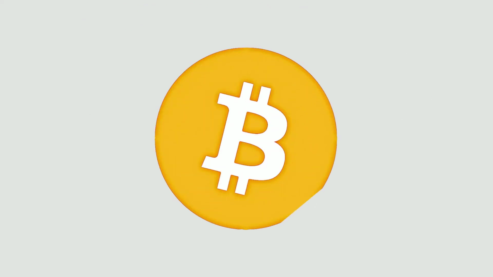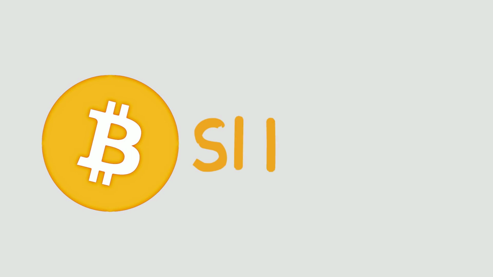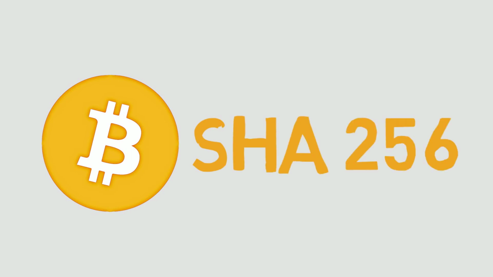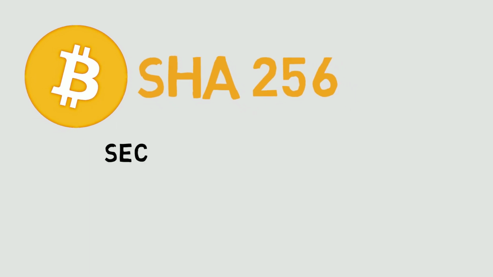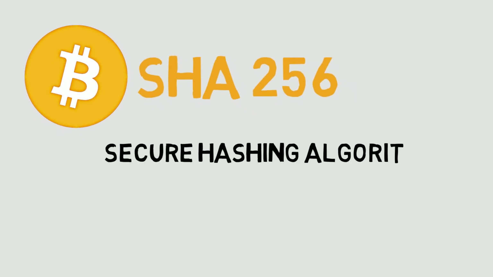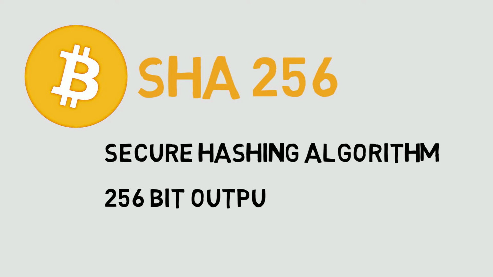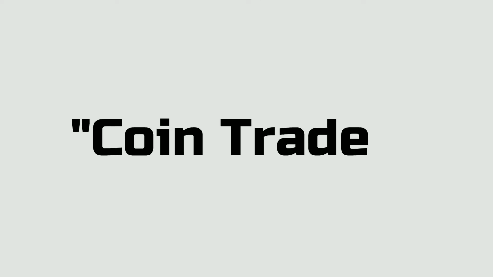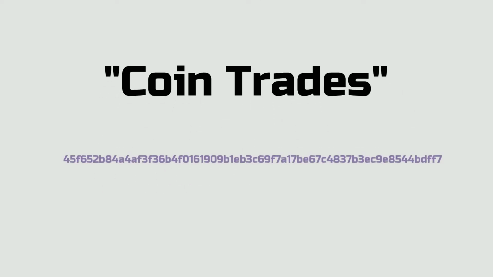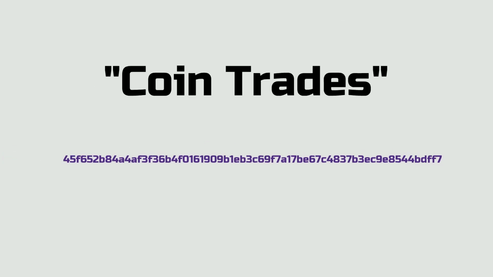The Bitcoin blockchain uses the SHA-256 hashing algorithm, which is what we'll be using for reference in this example. SHA-256 stands for Secure Hashing Algorithm with a 256-bit output, which ends up being a total of 64 characters. A SHA hash of the word CoinTrades with a capital C and T results in the hash that starts with 45F65 and ends with BDFF7.